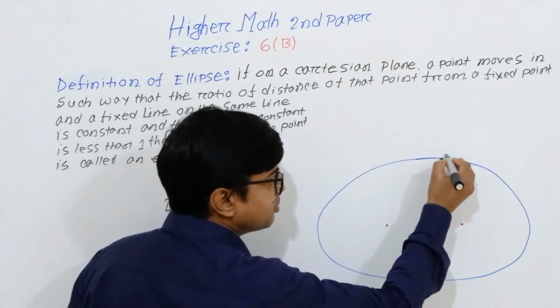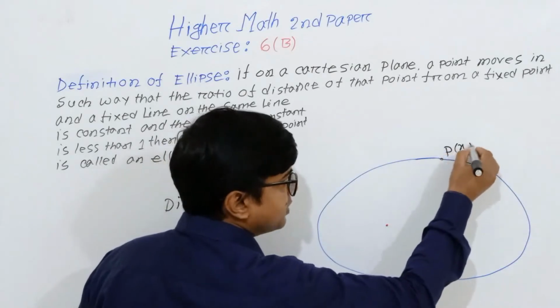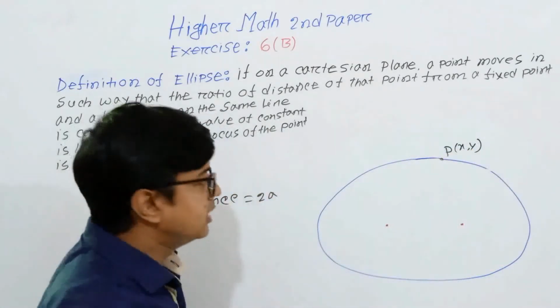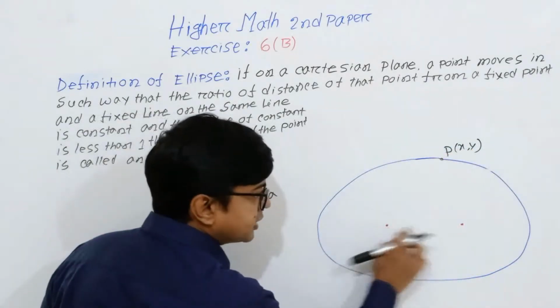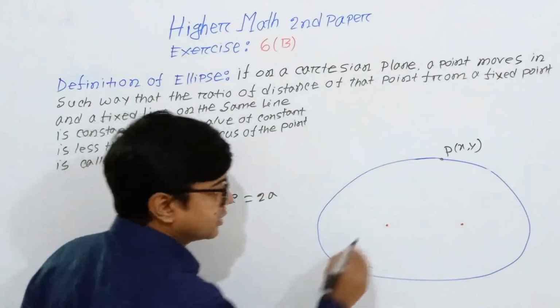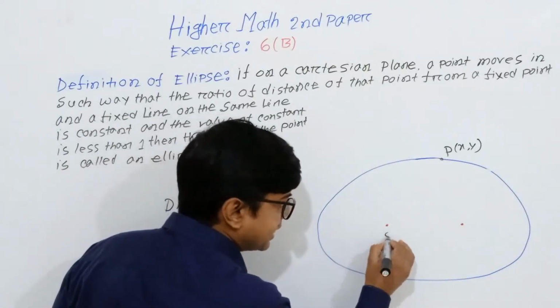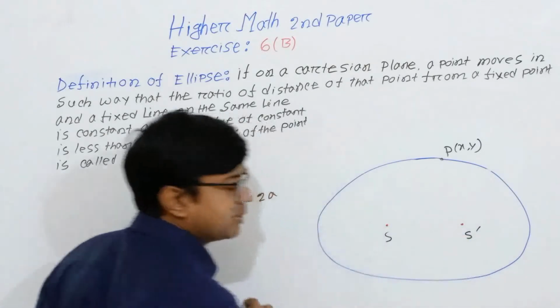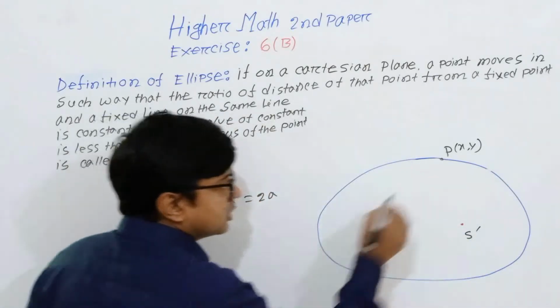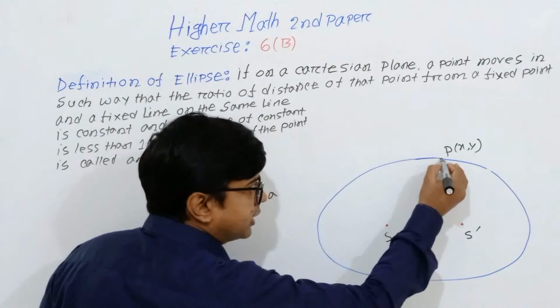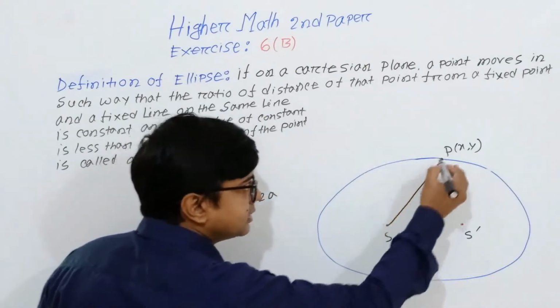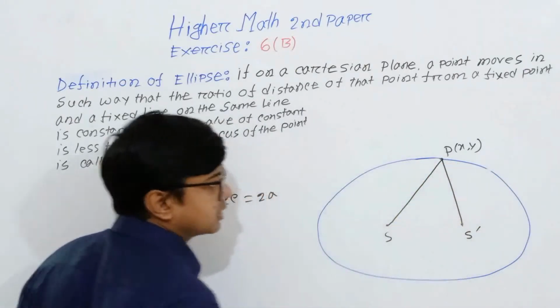Now let us consider a point anywhere on the ellipse. Suppose here is point P, look at this, P of (x, y). Now these 2 points are foci, so this point is S and this point is S prime. Now we can connect these 2 points, PS and PS prime.